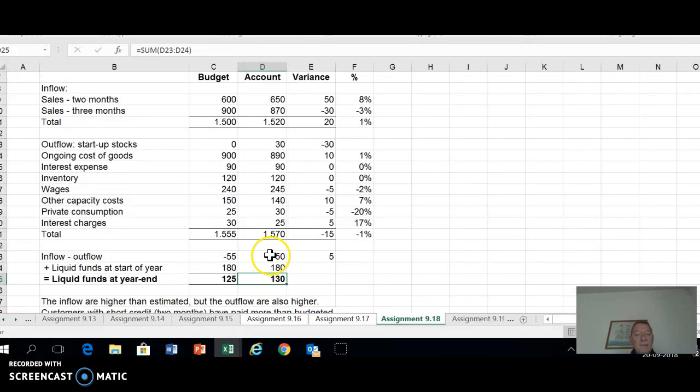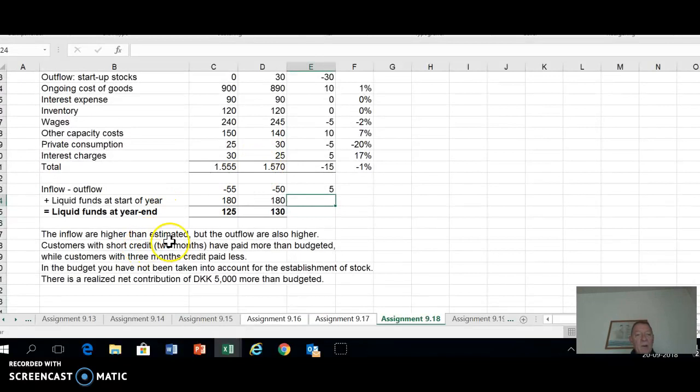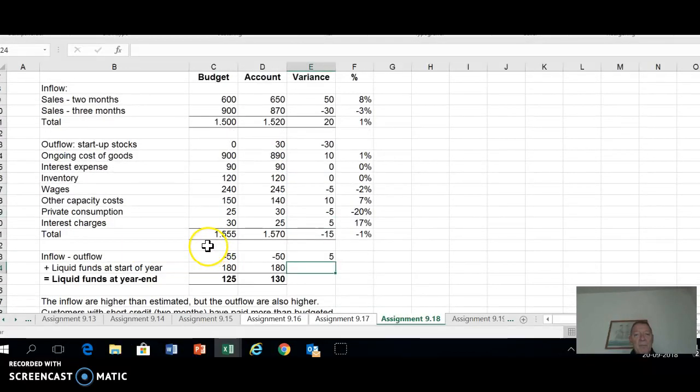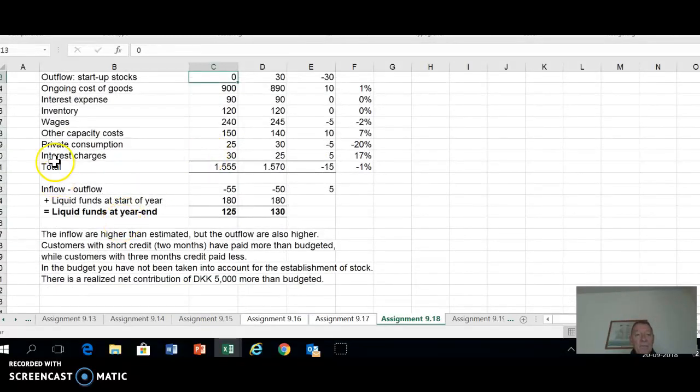And we are asked for a few comments. One of them is that the customers paid differently, but we had a small positive amount of 20 because they paid more than we expected. And then we have a minus of 30 here. That's an important amount because in the budget we didn't take into account that we needed to pay our startup stock. That was probably a mistake.